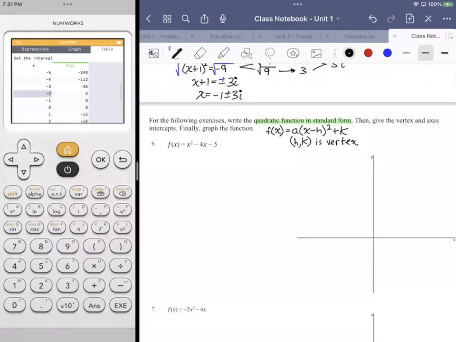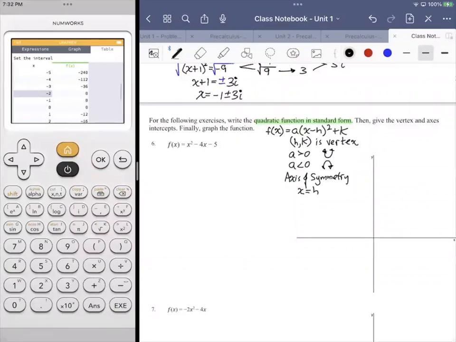We can get the orientation of it. If a is positive, it opens up. So if a is greater than 0, it's an upward facing parabola. If a is less than 0, it's a downward facing parabola. So you get some good information out of this. The axis of symmetry is x equals whatever the h value is. It's going to be a vertical line, at least until we get to conic sections, in which case it could be a horizontal line.